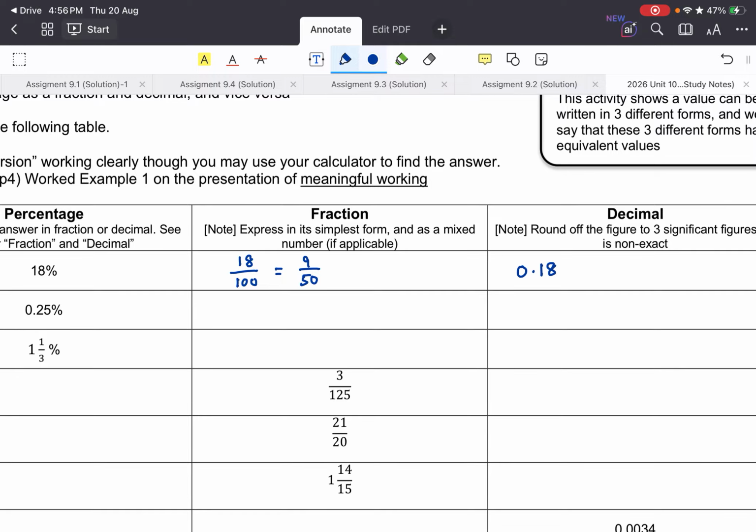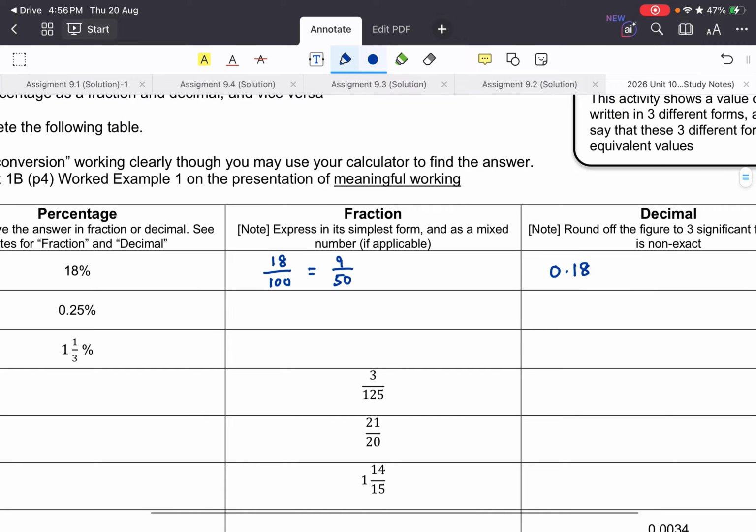Okay, so now you get a basic idea. We can complete the rest of the table quite quickly. As I advise, you should pause the video, try them out, unpause, and compare your answers with mine. So I'm just going to do this, 0.25%. This will work out to be 25 over 10,000, which works out to be 1 over 400. On this side, we'll shift the decimal places, so it'll be 0.0025. Now 1 and 1/3.